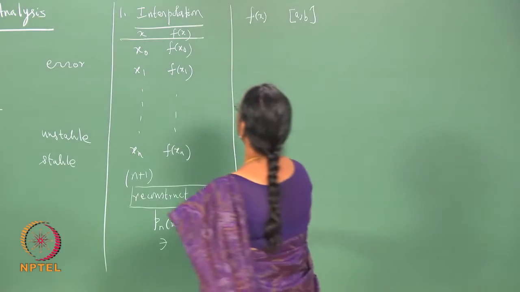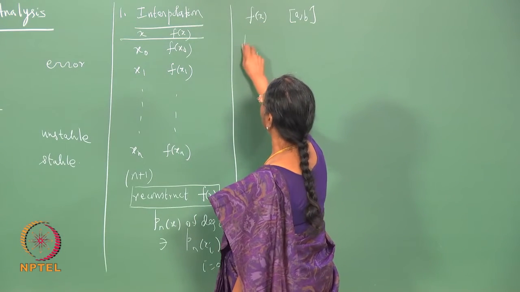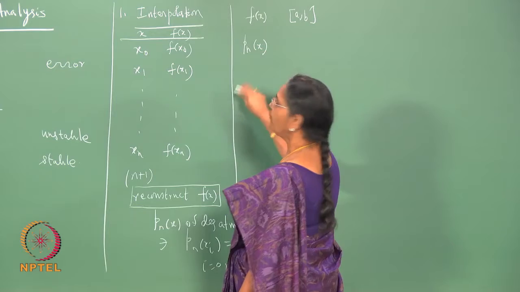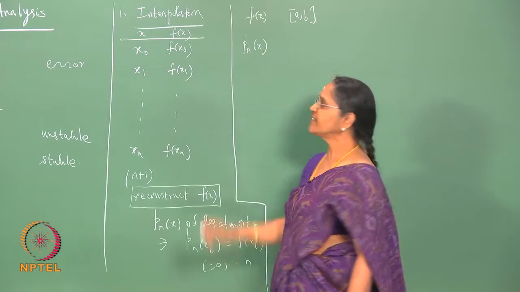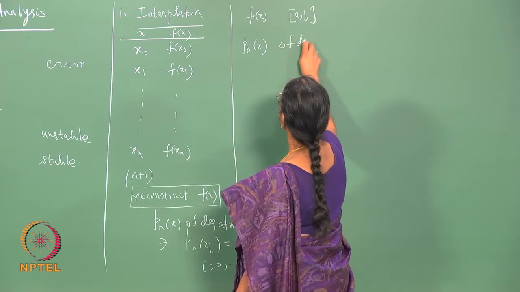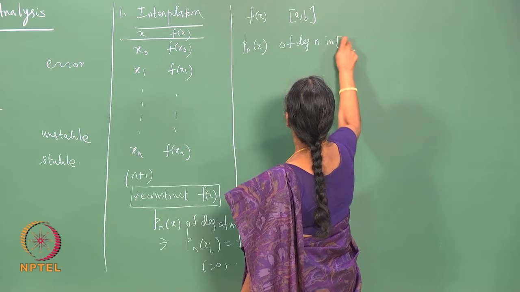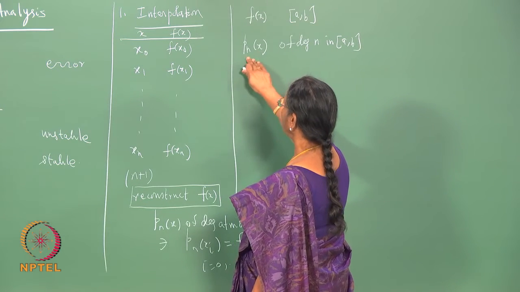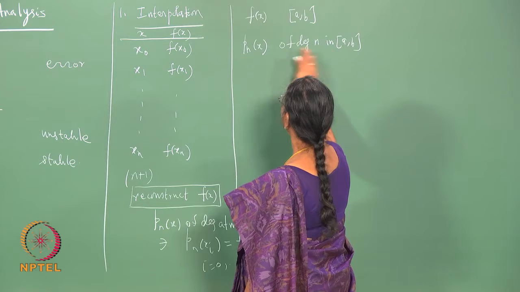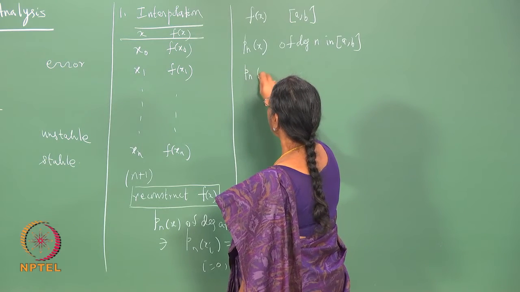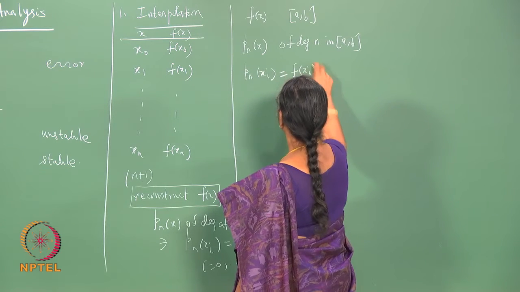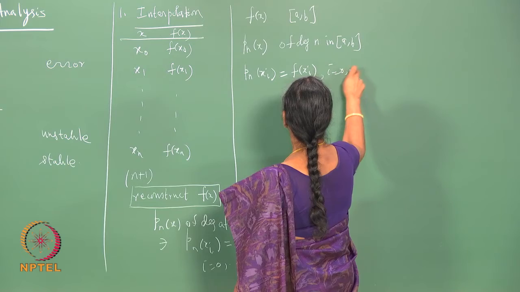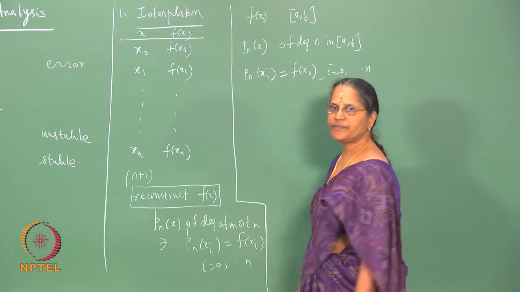I am interested in approximating this function f of x by means of a polynomial Pn of x of, say, degree n in this interval [a, b]. Then I would seek the polynomial Pn of x of degree n such that Pn takes the value f of xi for i equal to 0, 1, 2, 3 up to n.